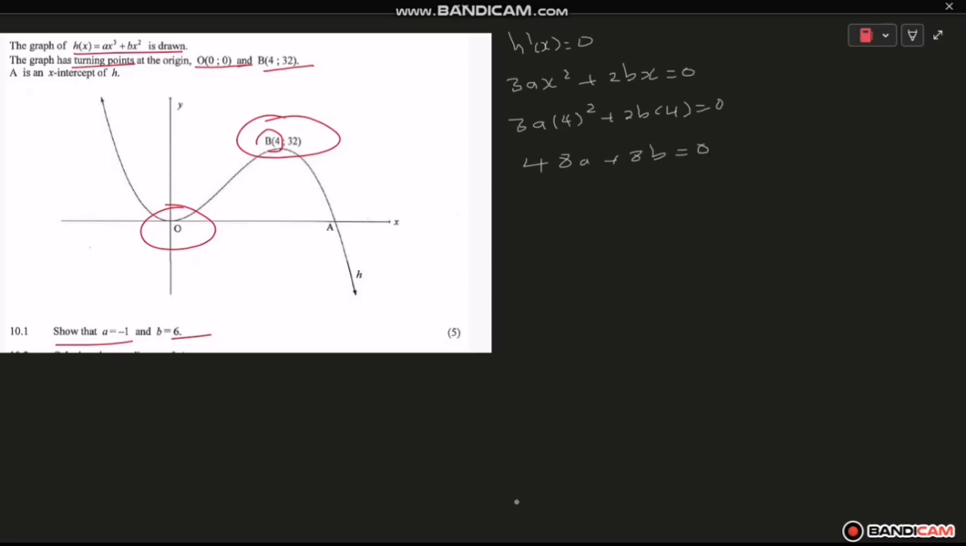Then let's make b or a the subject of the formula, but I'll make b the subject of the formula. By transposing 8 to the right hand side, it will be -48a. Then we divide both sides by 8. Therefore, b will be equal to -6a. Is it -6a? Just use your calculator. -6a. This is our first equation.